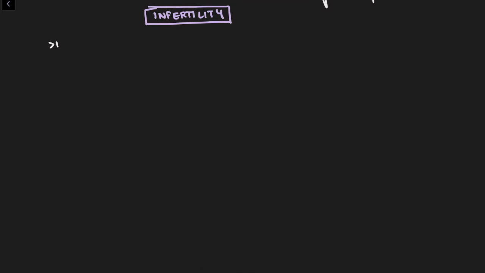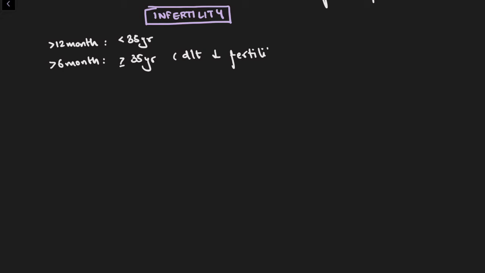So, infertility is defined as inability to conceive for more than 12 months in a young female who is less than 35 years of age, or more than 6 months in a female who is more than 35 years of age. Why is it done? Because these females have decreased fertility due to increase in age. Now, infertility can be either female factor infertility, male factor infertility, or those due to unexplained causes.